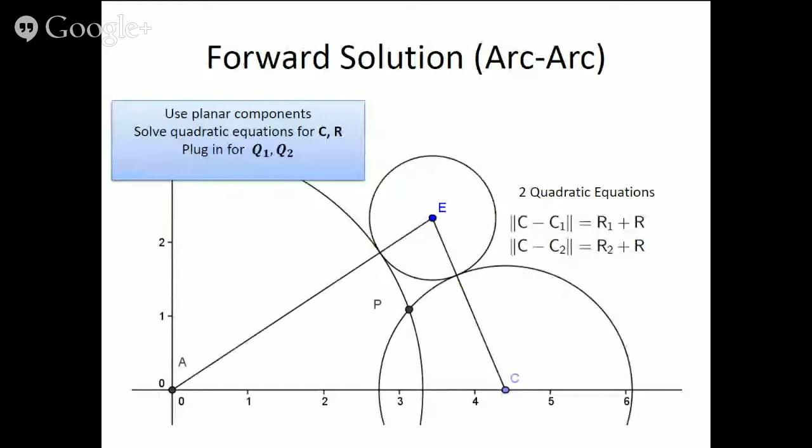And so here, once you have that radius, the forward solution looks like this. For the concave case, you just have these two quadratic equations, which you can solve. You don't need the quadratic formula to solve it. It's actually relatively straightforward. At the end of the process, you get a center point, you get the intersection points Q1 and Q2, and then you're done.